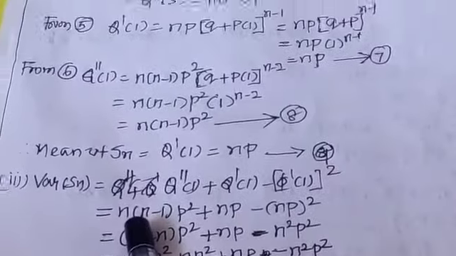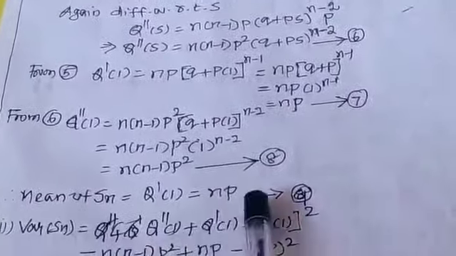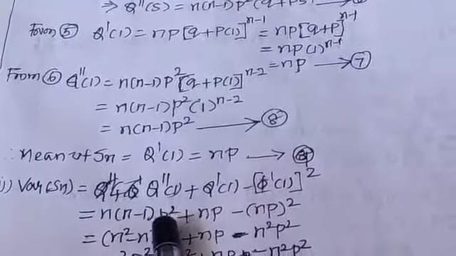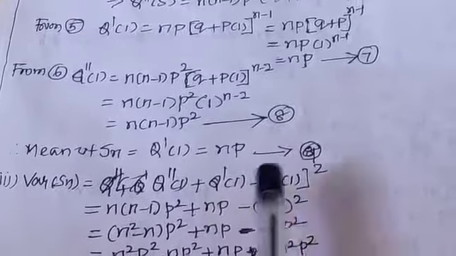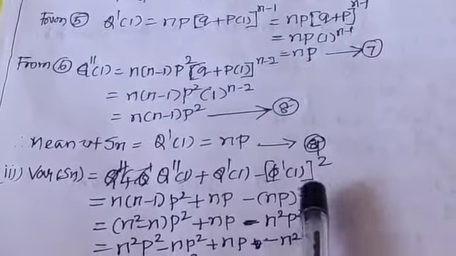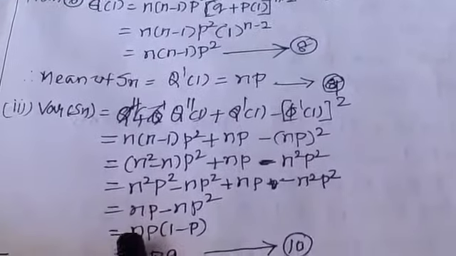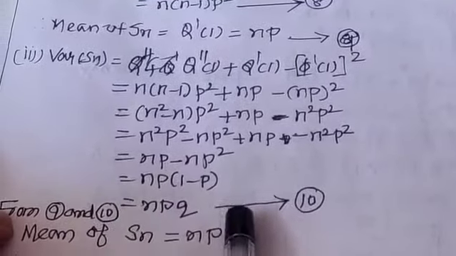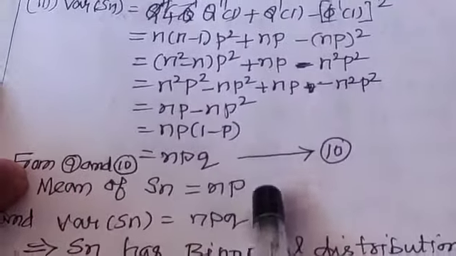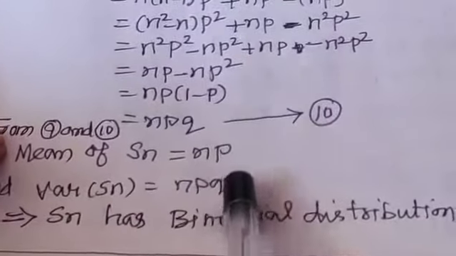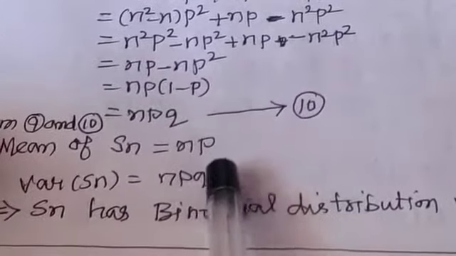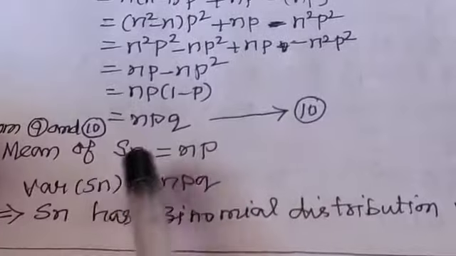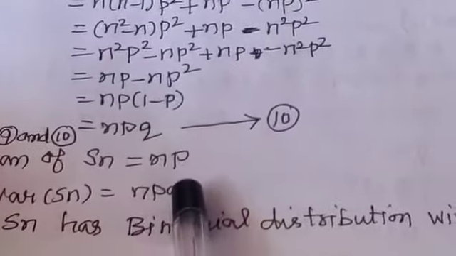Therefore q double dash of 1, from equation number 8, is n into n minus 1 p squared, plus np, minus np whole squared, and simplifying we get np into 1 minus p. Therefore 1 minus p equals q, so it is npq. Therefore the mean of Sn equals np and the variance of Sn equals npq. So the mean of the binomial distribution is np, and the variance of the binomial distribution is npq.